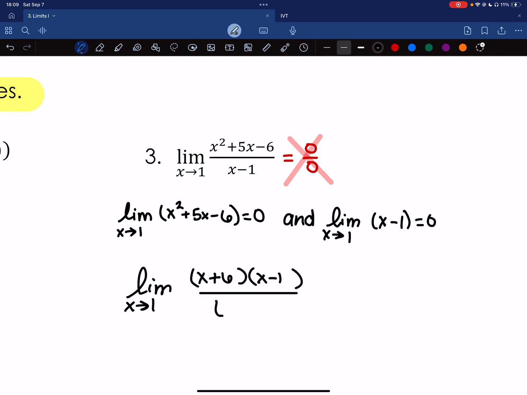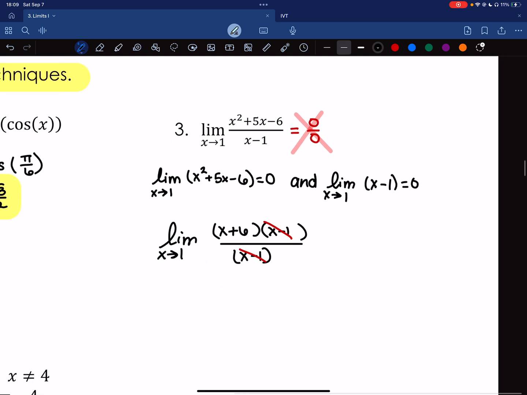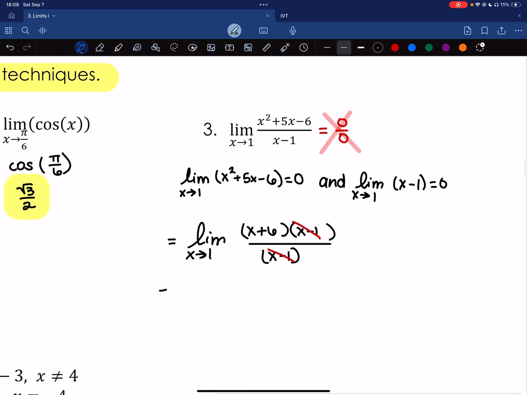The bottom is an x minus 1. Cancel, cancel. So that would leave us with the limit as x approaches 1 of x plus 6. Now I can plug in again. When I plug in, I get 7, and that's it.